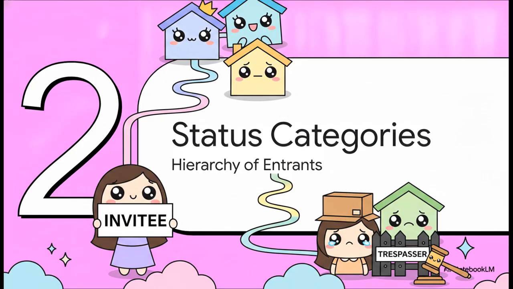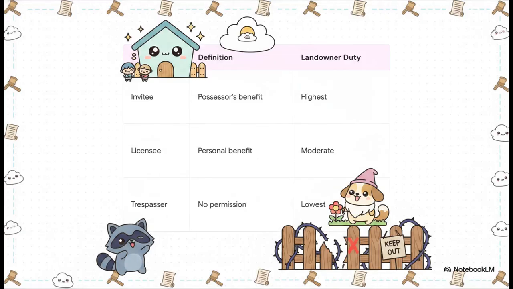Since the categorical approach is the majority rule, we've got to start there. Under this traditional approach, a plaintiff's label literally dictates their legal worth. Think of this matrix as your ultimate cheat sheet. It breaks down exactly how duties escalate based purely on an entrant's classification. Down at the bottom, you have trespassers. They're owed the absolute lowest duty. In the middle, you've got licensees, who get a moderate duty. And at the top, invitees. They command the absolute highest duty of care.